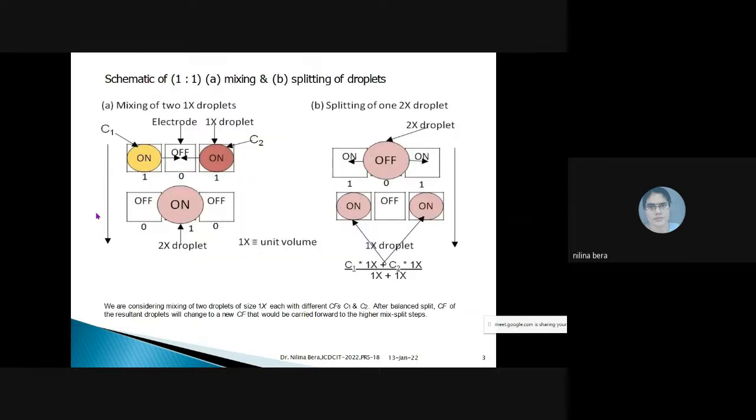Now, what is basically 1 is to 1 mixed split steps? Simply we have a 3 by 1 set of electrodes, an array of electrodes, and suppose two droplets of concentration factor C1 and C2, where C1 is not equal to C2. We follow the electrowetting on dielectric, that is the EWOD technique, and following the actuation sequence, we first mix the droplets and after that we split them. While splitting, we get a different concentration factor.